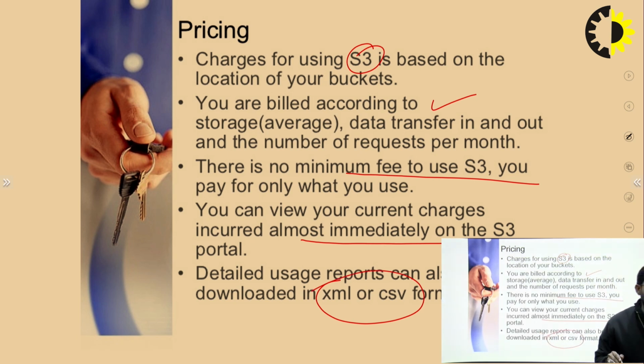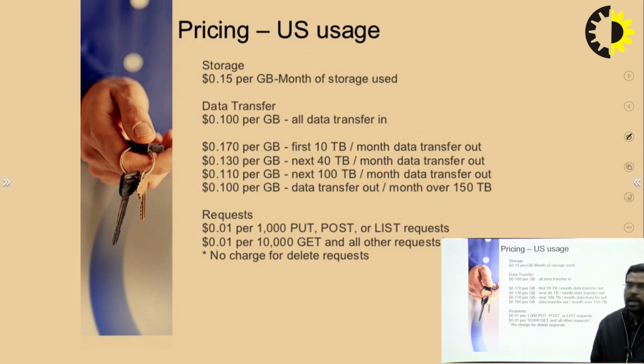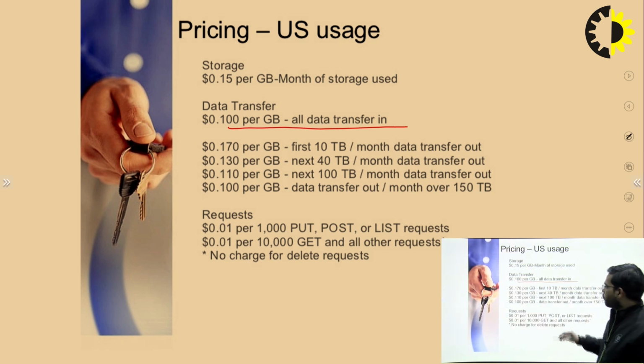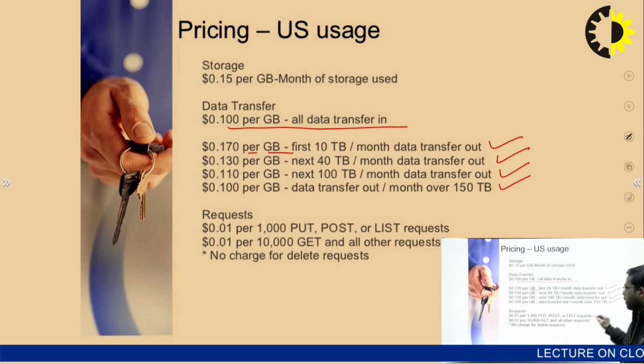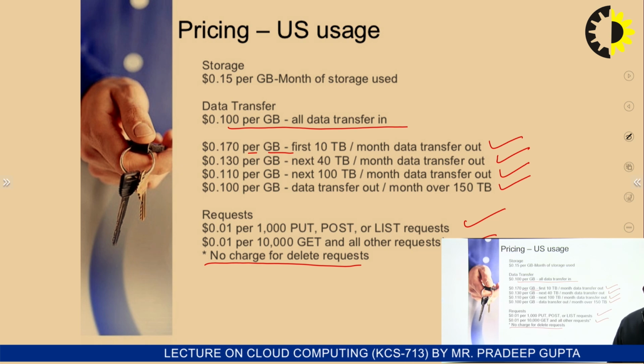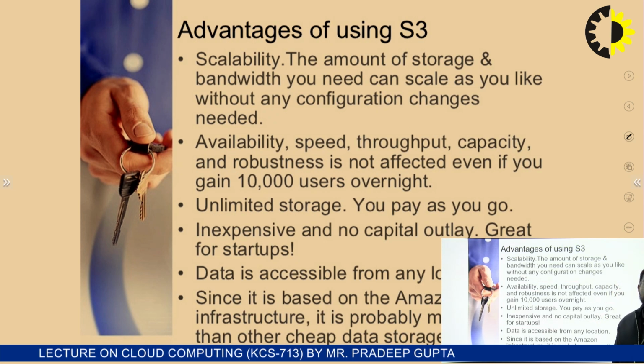So whenever you use it, you just pay the amount of your usage. For example, 0.15 per GB-month of storage usage, data transfer in 0.100 per GB, data transfer out 0.170 per GB for the first 10 TB per month, then the next 40 TB per month, and so on up to over 150 TB per month. Per 1,000 PUT, POST and LIST requests, and per 10,000 GET and all other requests, there is no charge for delete requests. These are the amounts for US usage.